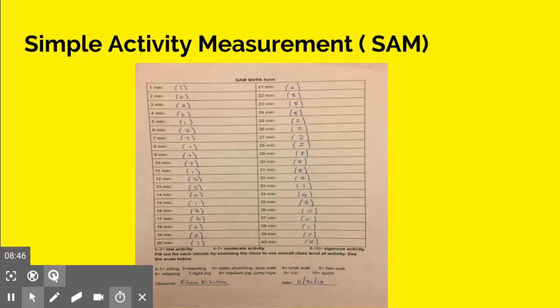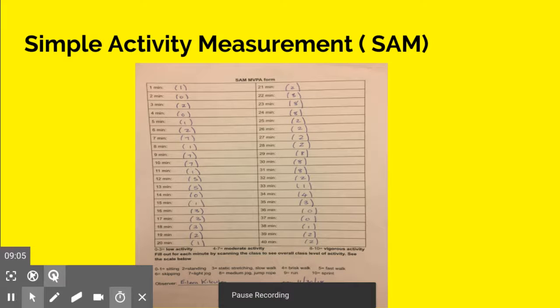And the SAM form I got from another study that was done by grad students. They used this form, and basically they determined that the SAM form is an accurate way to measure levels of moderate to vigorous physical activity.